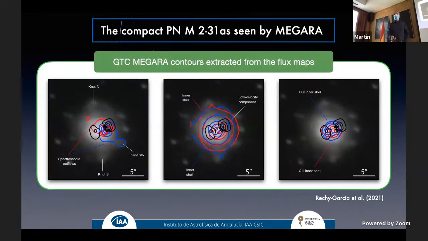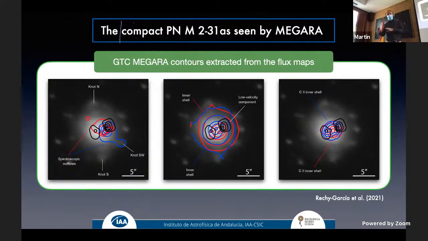So here you can see the different components overplotted on the image. You see the outflow going along this direction. You see the shell there and this kind of toroidal component. And when you look at the carbon-2 line, it's embedded in there.